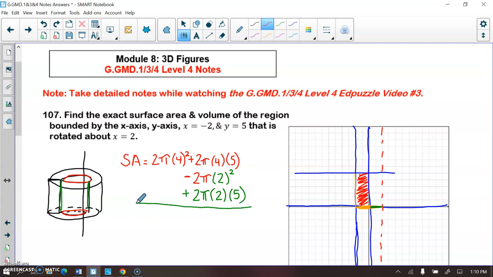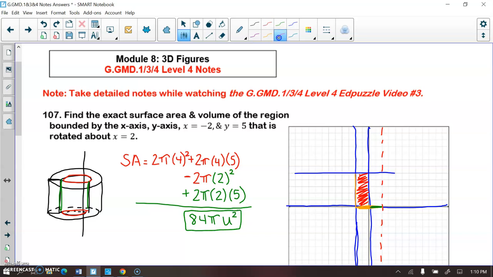So if I combine all this together, 4 squared times 2, plus 2 times 4 times 5, minus 2 times 2 squared, plus 2 times 2 times 5, I get 84 pi units squared, and it does say exact, so I'll leave my surface area just like that.